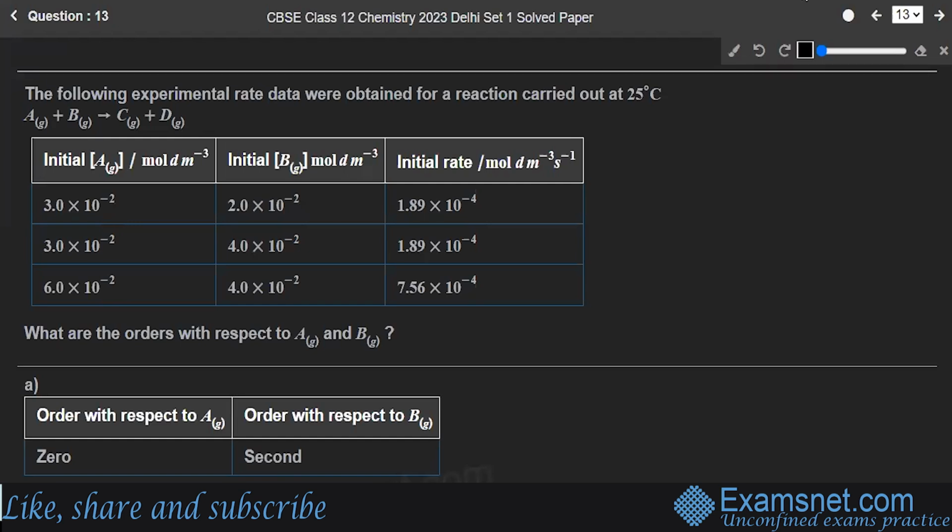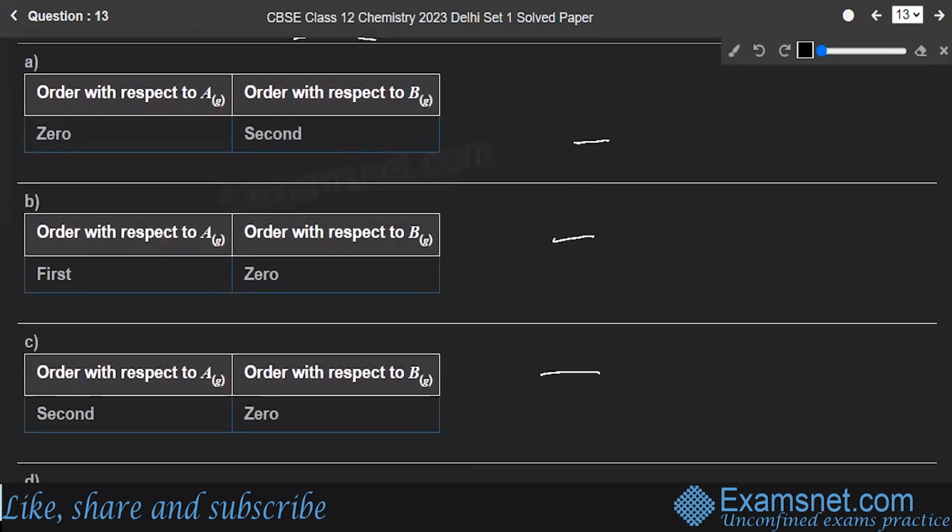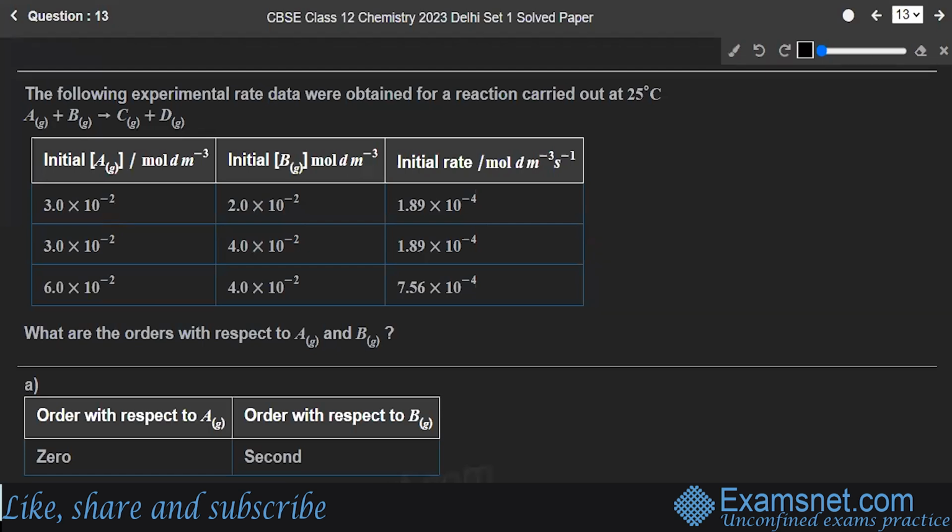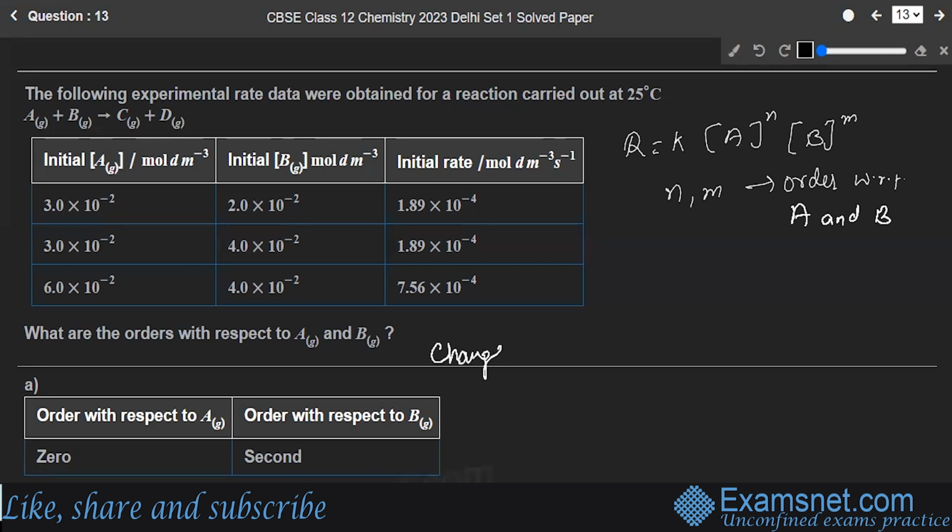Number 13, the following experimental rate data were obtained for a reaction carried out at 25 degrees Celsius. A and B in the gaseous state react to give C and D in the gaseous state. This is the initial concentration of A, the initial concentration of B, and the initial rate is given by this. You have to find out the order with respect to A and B. The given options are these four. All right. So first thing, the rate of the reaction is given by the formula k[A]^n[B]^m, where n and m are the orders with respect to A and B. So first, let's change the concentration of A and keep B constant.